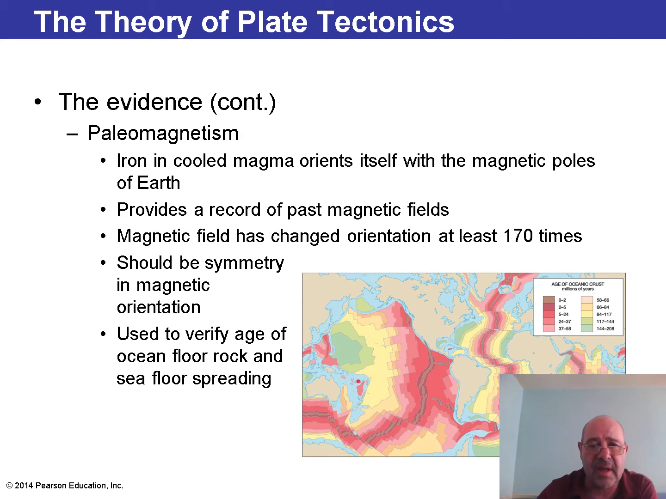Okay? It provides a record of the past magnetic fields. The magnetic field has changed orientation at least 170 times in Earth's history. That doesn't sound like a lot, but if you figure about every 100,000 years, and we've already talked about Milankovitch cycles, makes you question, when's the next polar reversal happening, right? There should be symmetry in magnetic orientation, and it's used to verify the age of the rocks on the ocean floor and seafloor spreading. Because we can tell when something changes and we kind of know what rate the spreading is happening at, we can determine age.